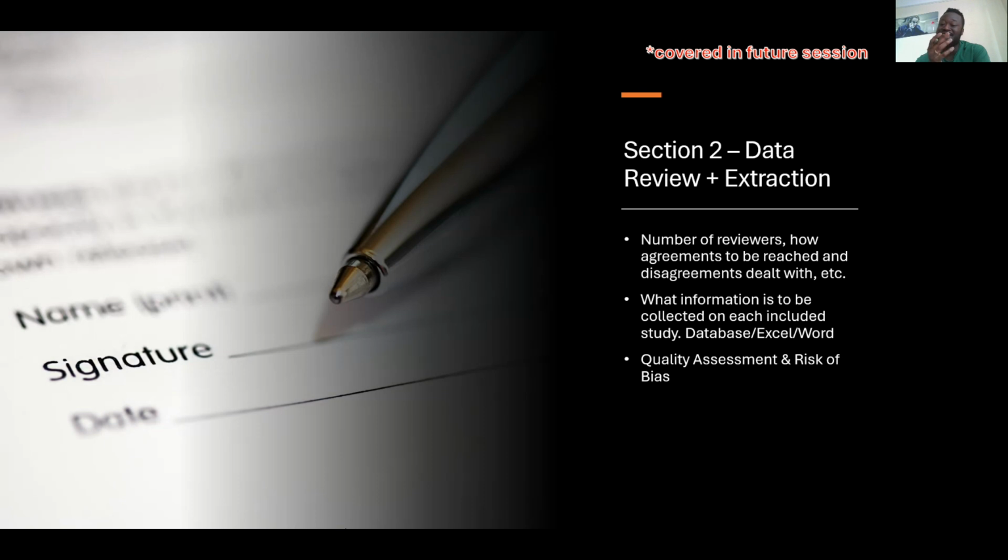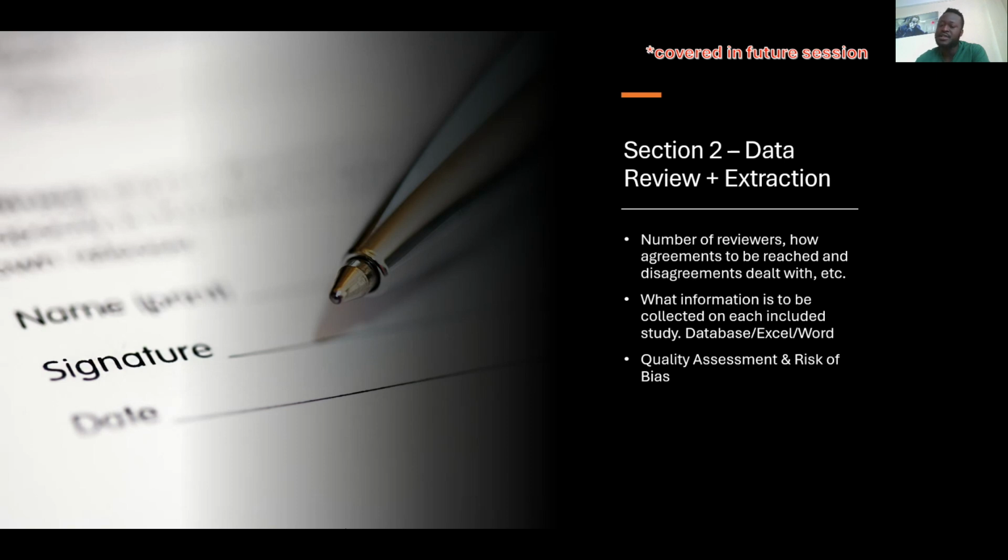Another section which needs to be included in your research protocol, but I believe you have a session about in the future, is how you're actually going to review your data and how you're going to extract it. In the protocol, you will need to talk about the number of reviewers you're going to have, who your primary reviewer is going to be, and how they're going to decide what is going to be included in your systematic review. You need some form of system where you say something along the lines of: all abstracts are going to be reviewed by two individuals. If there are disagreements between them, there will be a third reviewer who will check. This will be done independently to reduce bias.